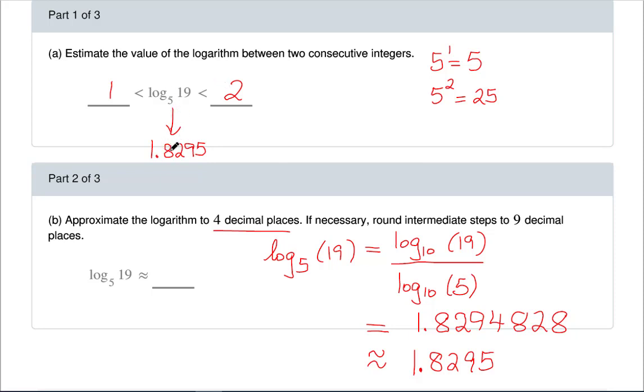Now it turns out it's 1.8295. Right? And again, that's because 5 to the 1.8295 is about 19. And that makes a little sense because 5 to the 1 is 5 and 2 gave me 25, so the answer should be closer to 2 than closer to 1. How do we do it? We use change of base, and so this is log 10 of 19 divided by log 10 of 5. Make the calculation and then round it to 4 decimal places.